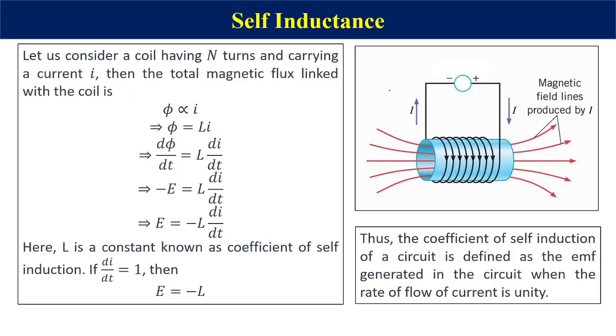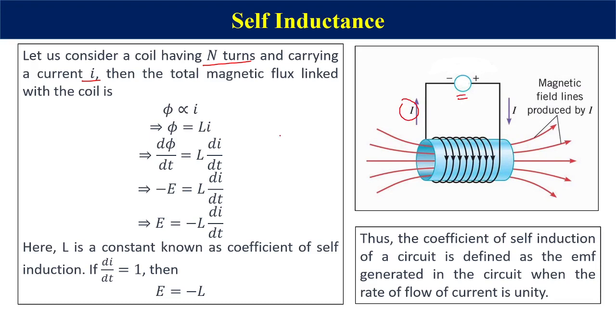But before that, let's consider that there is a coil which has got N turns and it is carrying a current I. So we are going to find an expression of the coefficient of self-induction, or rather we are going to make a definition of the coefficient of self-induction. So if you have a coil which is having N turns and it is carrying a current I, this is by the way the original current which is coming from some kind of source.